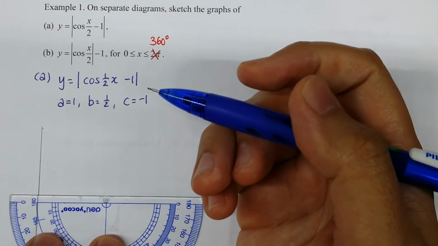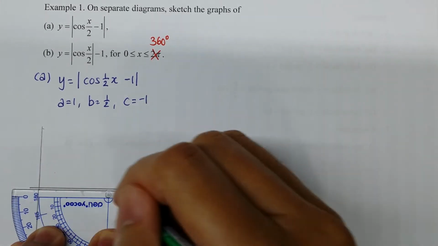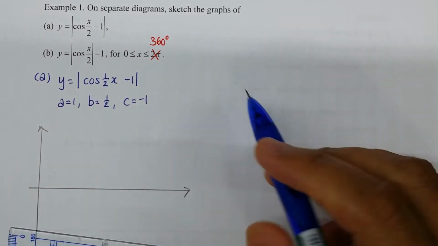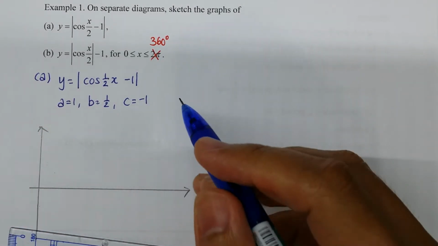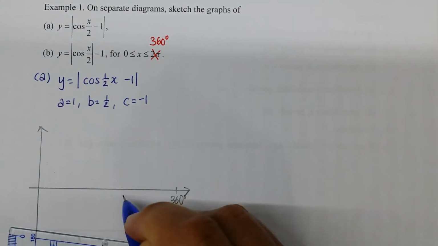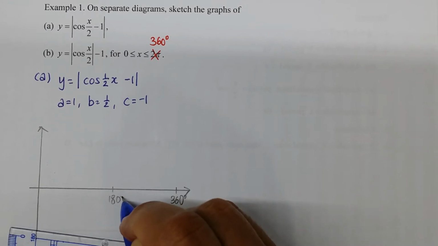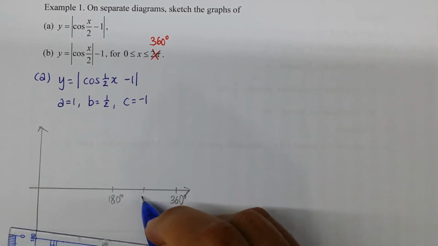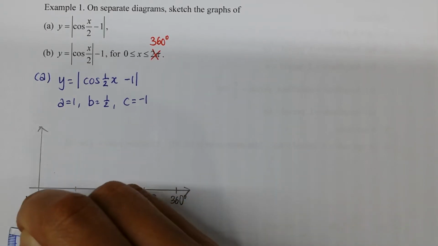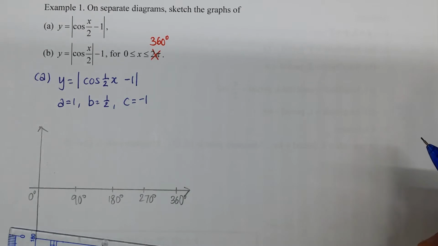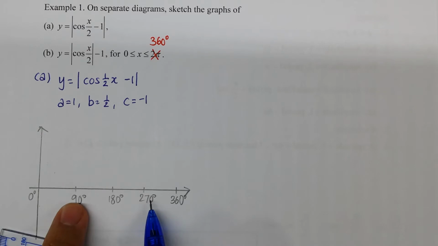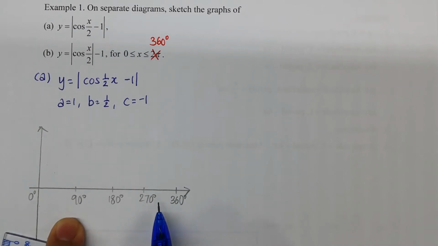First and foremost, most important, draw your axis, use your ruler. The question wants you to draw up to 360, so you mark out 360, mark out 180, mark out 270 and 90, and of course 0 degrees, all the important points. Actually it's not very even, but I'm just drawing a rough sketch. You can do a better job.